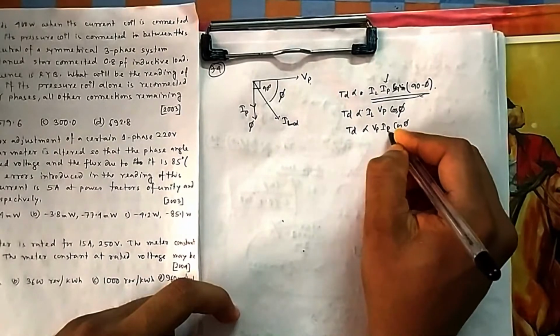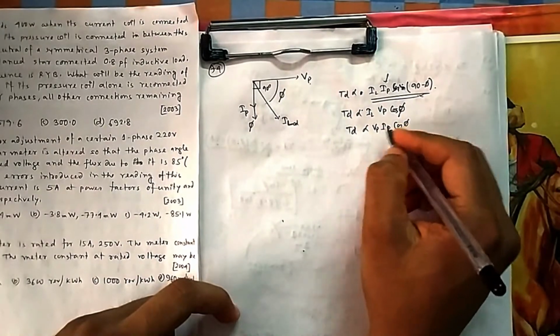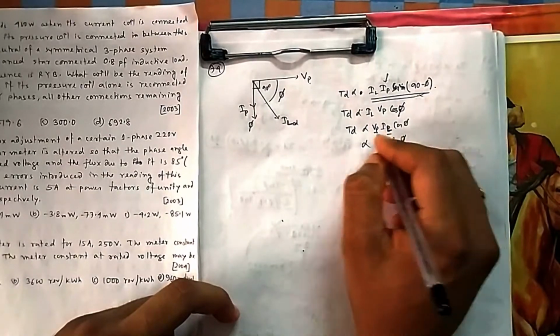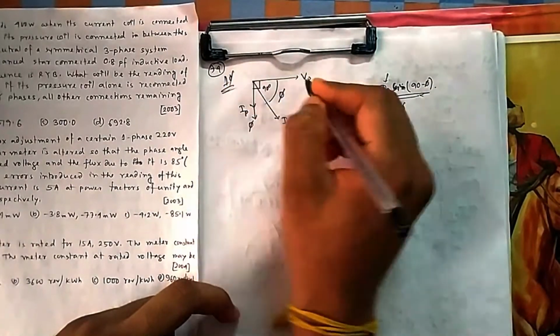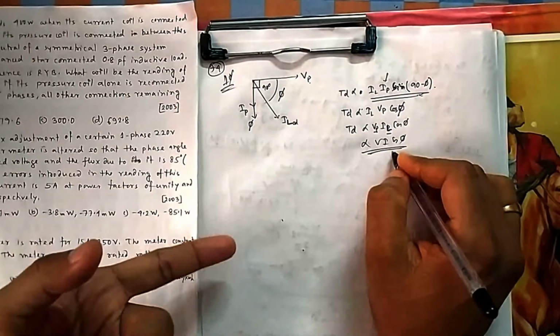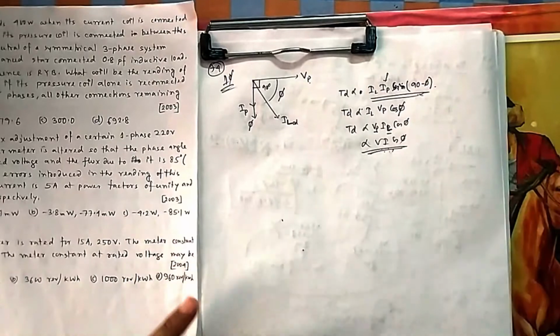Don't get confused by this V. Suppose it is VI cos phi, otherwise you will get confused with phase and line. No, it is not phase line, it is single phase. P means pressure coil, I means here load. So that's what is desirable. We need to find the power. So we are getting power VI cos phi.